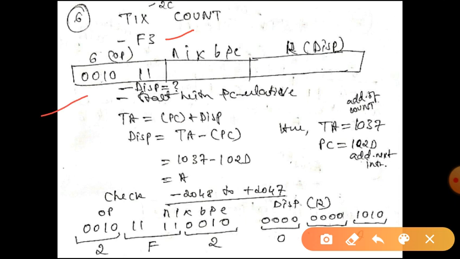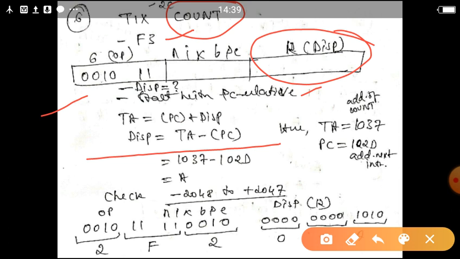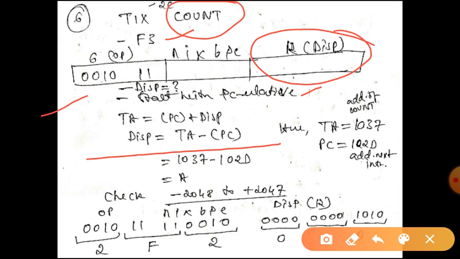Okay, write the format 3 fields. Since format 3 means we are not sure whether it is PC relative or base relative, you have to start with PC relative. If it is PC relative, how to compute the displacement? The displacement is computed as TA minus PC. What is TA? TA is nothing but the value of count, 1037. You check out that program, there you will find the count value is 1037.